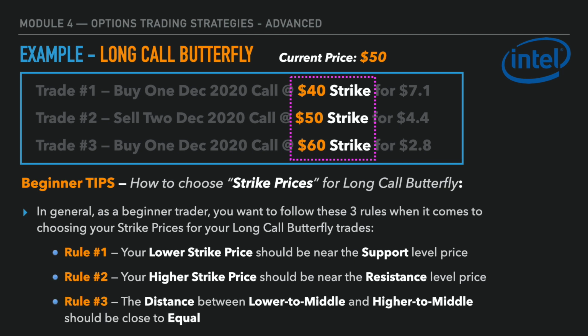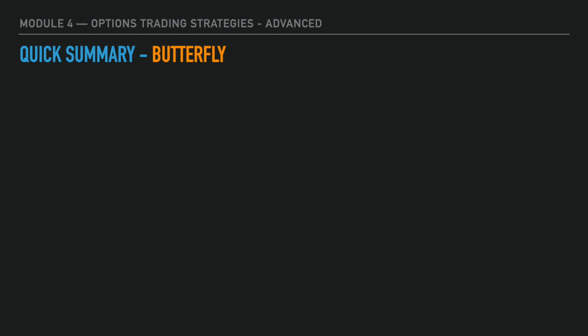And finally, rule number 3, the distance between lower to middle strike and higher to middle strike should be the same. Cool, these are the 3 important rules for beginners to follow when you apply butterfly strategies in your options trading. It will definitely take a lot of practice to get used to the trade setups, but these rules will never change. Alright, here's a quick summary of the butterfly strategy.